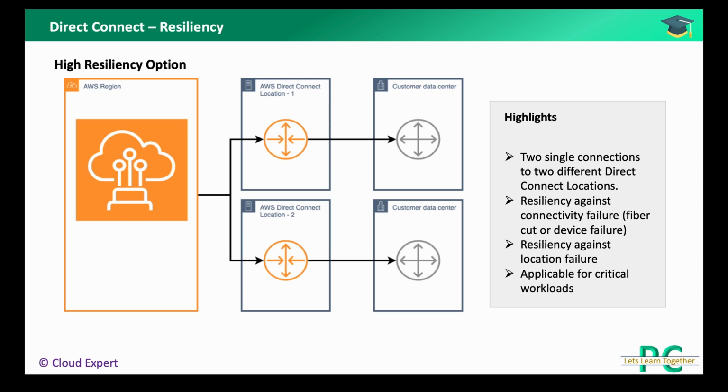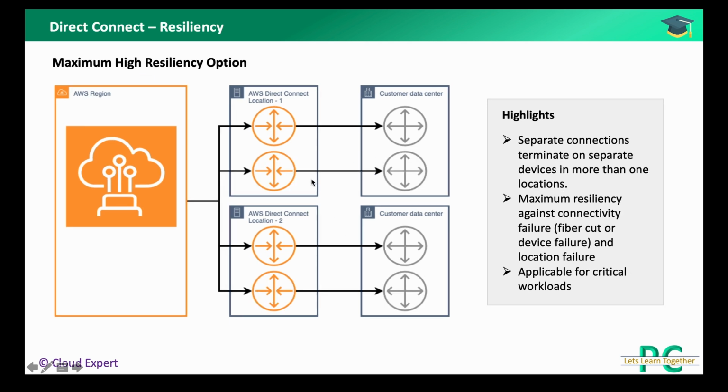If your application workload is very critical and requires consistent performance around the clock, then you might opt for the maximum resiliency option. So now you can see you actually have 4 Direct Connect connections. That means separate connections terminate on separate devices in more than one location. So you are not only replicating the Direct Connect connection in one location, you are replicating the entire location also, right? It will give you maximum resiliency against connectivity failure, fiber cut or device failure, as well as location failure. That is applicable for critical workloads where you demand huge bandwidth around the clock. Obviously, this will add a huge amount of cost to your network topology. Now, based on your workload and your application nature, you can select any one option.